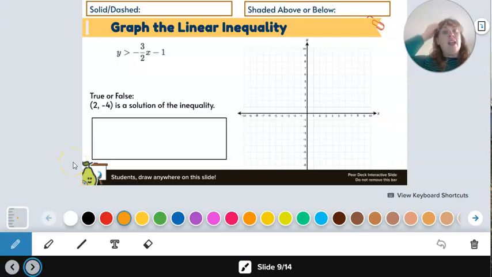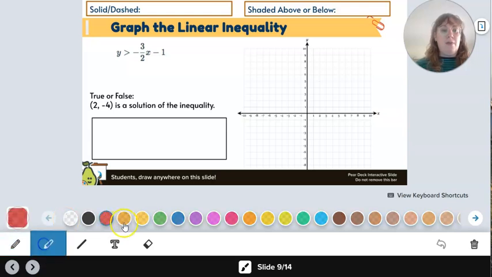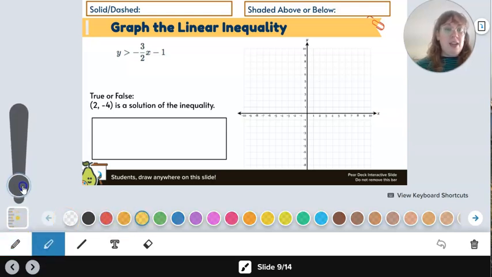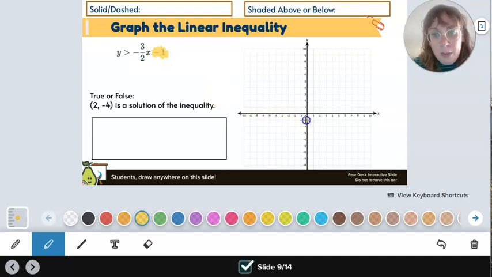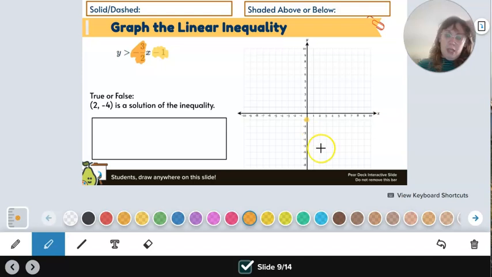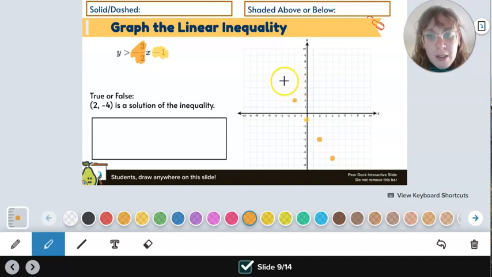Y is greater than -3/2 x minus 1. So again, first step here is our y-intercept is this -1. So we're going to put a dot there. Our slope is -3/2. So we can go down 3 and right 2. Again, down 3 and right 2. Or we could go up 3 and left 2 to go the other direction. Up 3 and left 2.